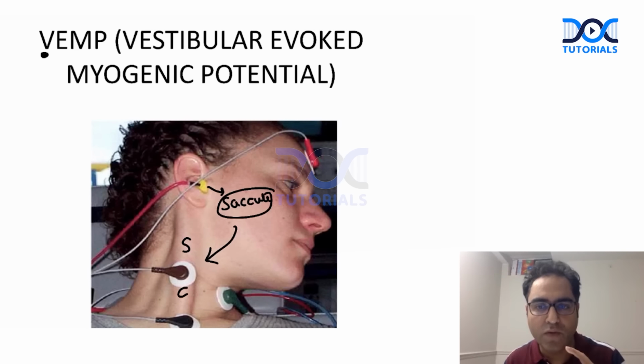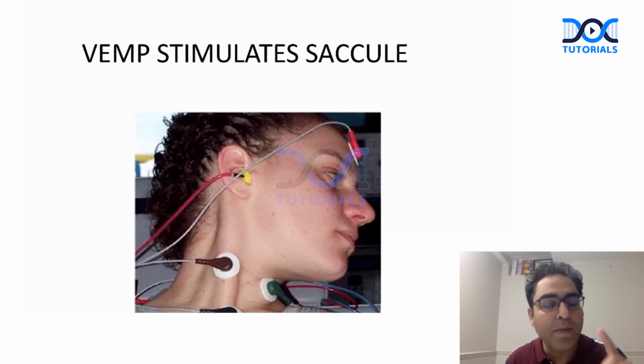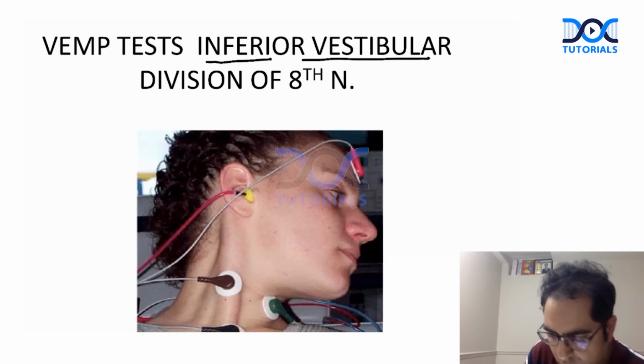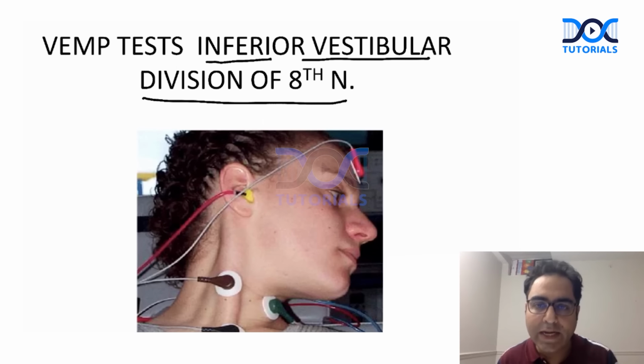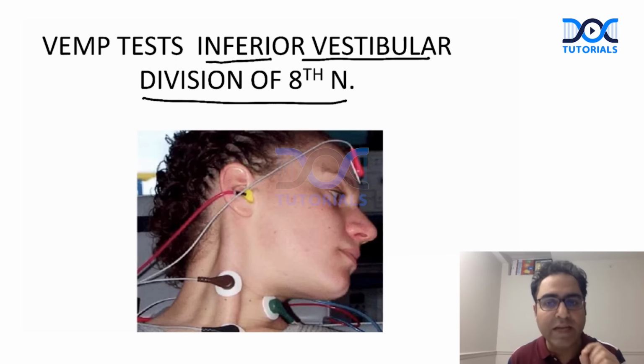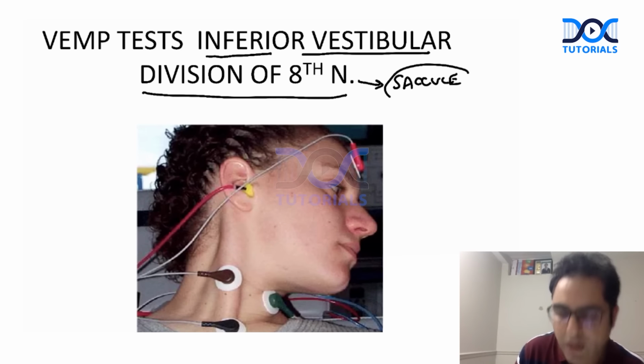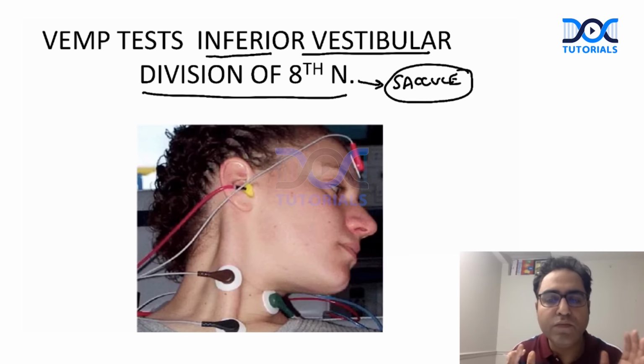Okay, VEMP is a test of which area? Of course, the saccule area. VEMP is a test of what? Saccule. And number two, more importantly, VEMP tests which nerve? VEMP tests the inferior vestibular division of the 8th nerve. Very, very important question. Therefore, VEMP is a useful test. Why is this nerve tested by VEMP? Because this nerve is supplying the saccule. So let us see. VEMP tests which structure of the inner ear? Saccule. VEMP tests which particular nerve? Inferior vestibular division of the 8th nerve. And why so? Because this nerve supplies the saccule.